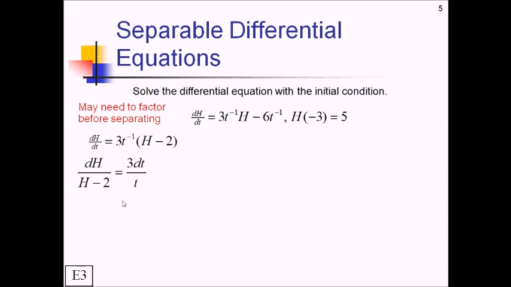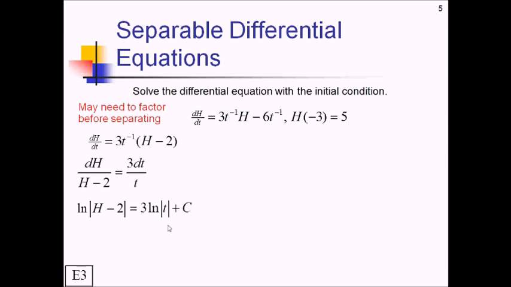Okay, so we need antiderivatives. We're going to use ln in both of these cases. This is a 1 over something kind of situation. So on the left, we've got ln absolute value of h minus 2. On the right, we have 3 ln absolute value of t plus c.